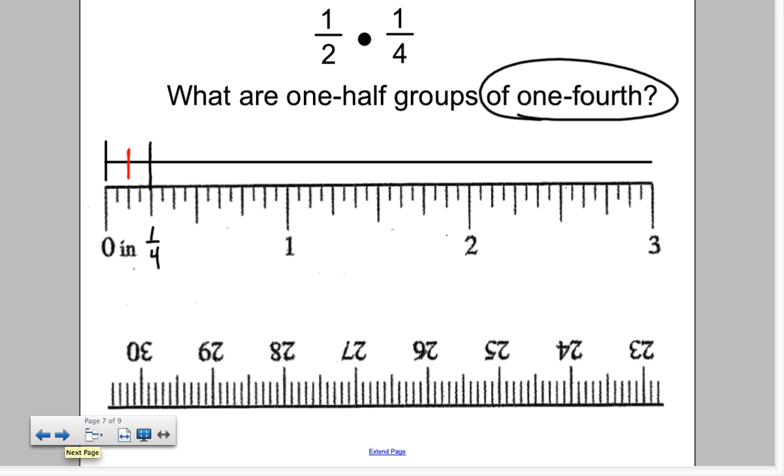If I look at my number line, I can see now that I've split that exactly in half. And 1/2 of that is right here. This mark on the ruler is 1/8. That would make sense because 1/4 is the same as 2/8. And half of 2/8 is 1/8. So 1/2 times 1/4, or 1/2 groups of 1/4, is 1/8.